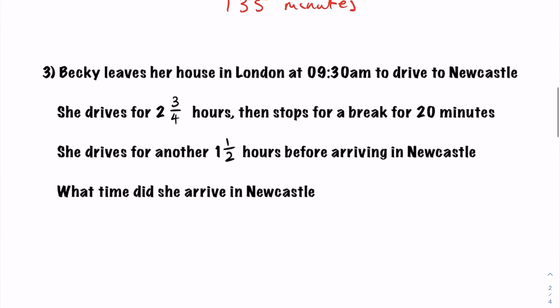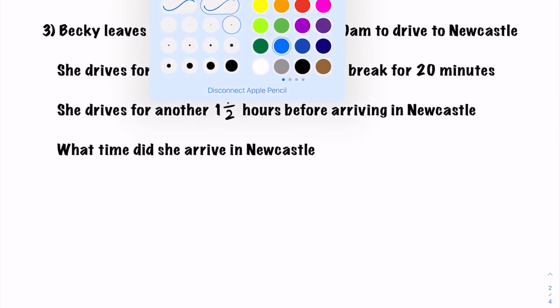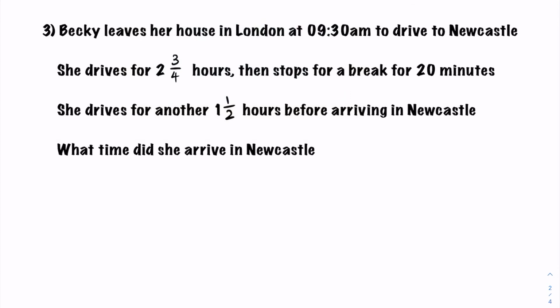Okay, question number 3. So Becky leaves her house in London at 9:30 a.m. to drive to Newcastle. She drives for 2 3/4 hours, then stops for a break for 20 minutes. She drives for another 1.5 hours before arriving in Newcastle. What time did she arrive in Newcastle?